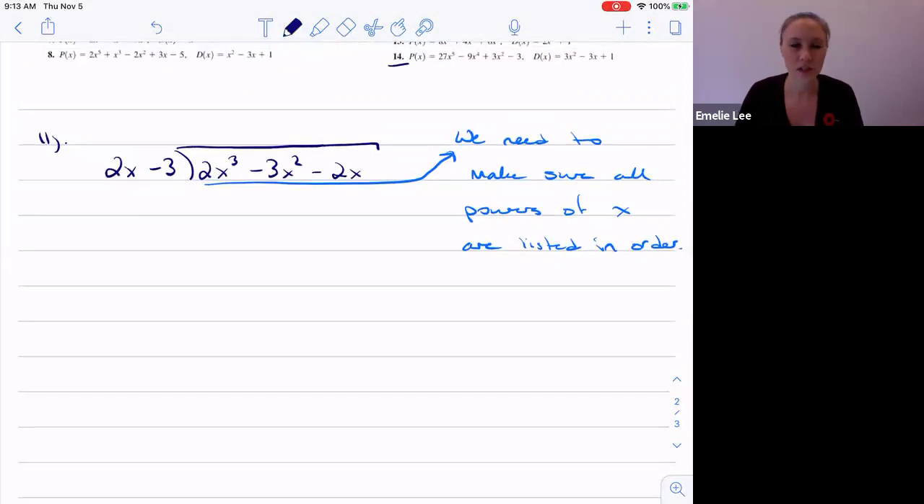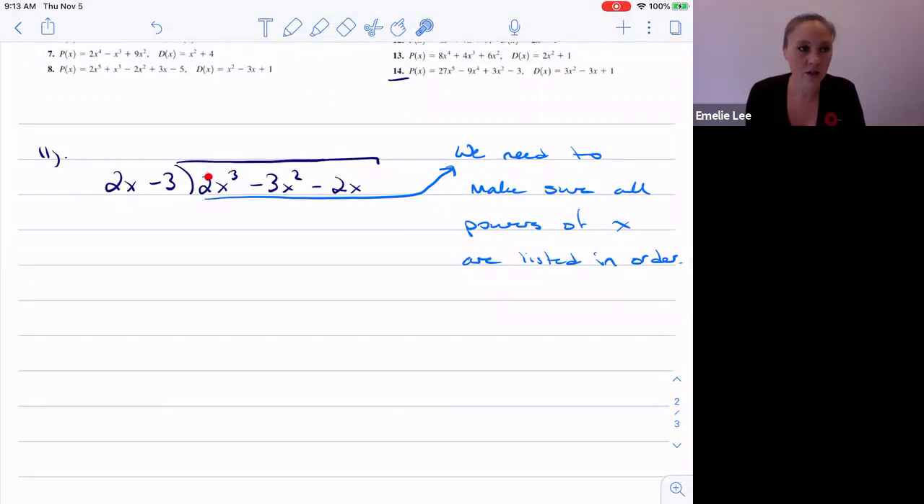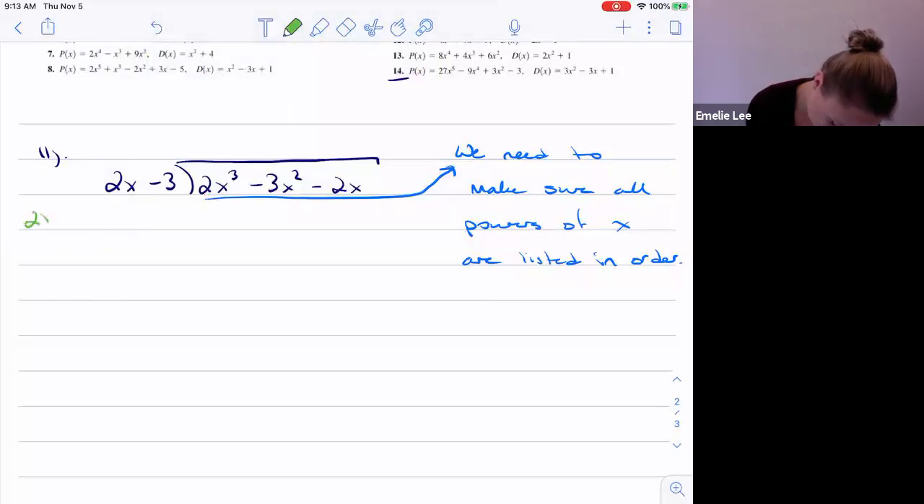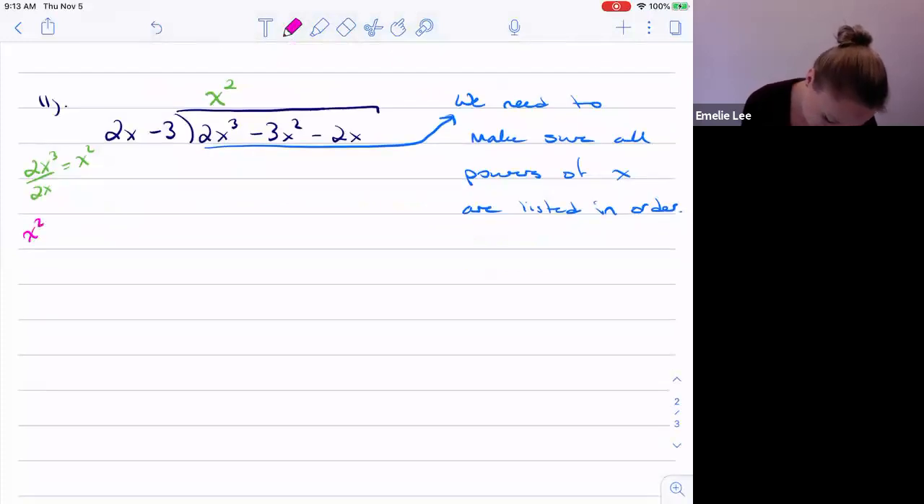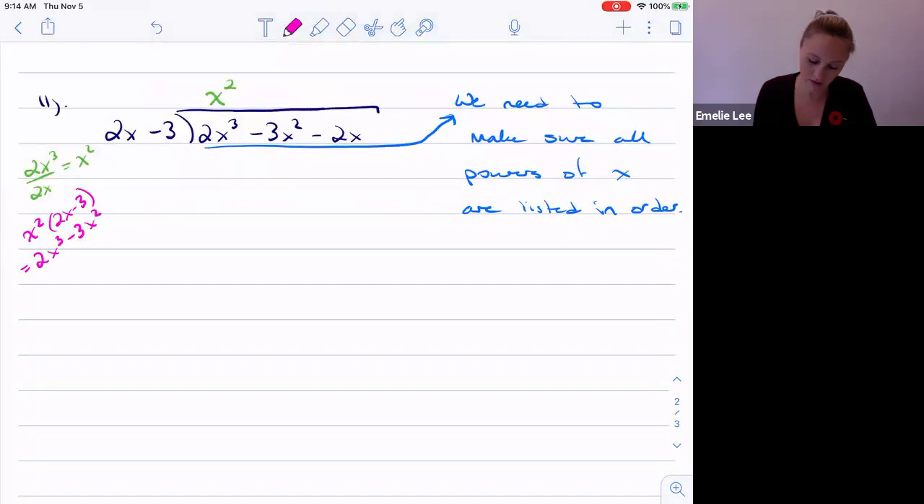Do you remember what we did? We need to take the leading term here and divide it by the leading term here. So on the side, or even in your head, 2x to the 3 divided by 2x puts me at x squared. And so that's what's going to go up above here. Then I bring it back down. x squared times 2x minus 3 is going to be 2x to the 3 minus 3x squared. So that's going to go here.